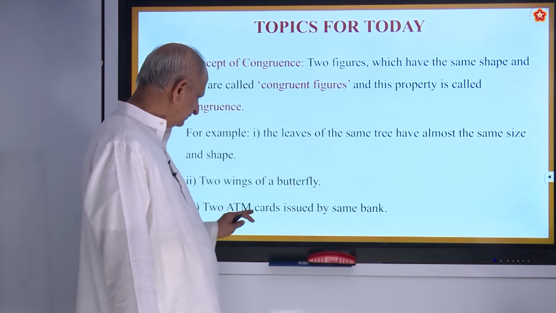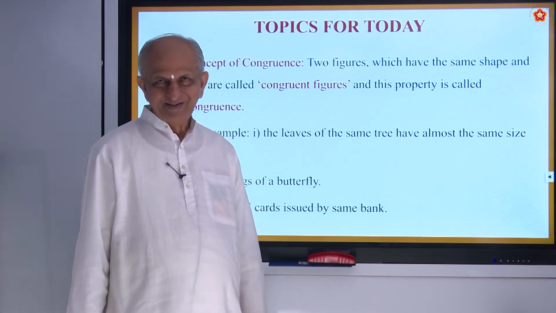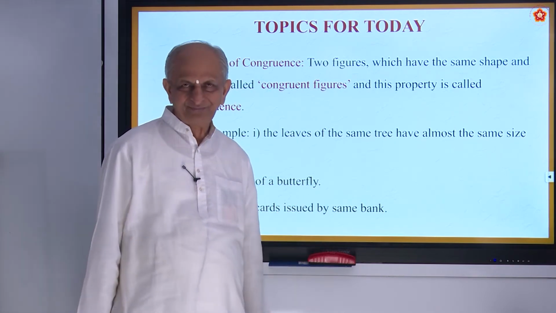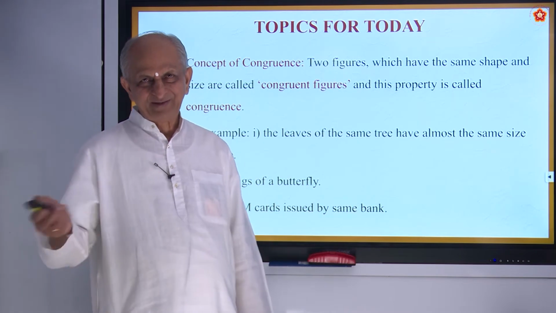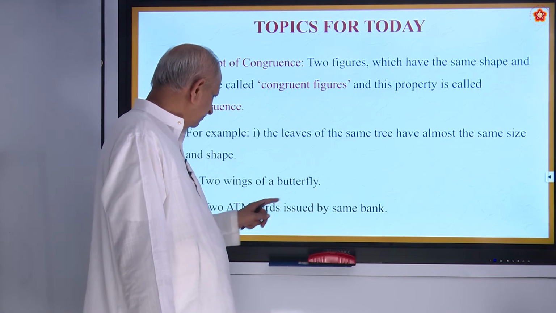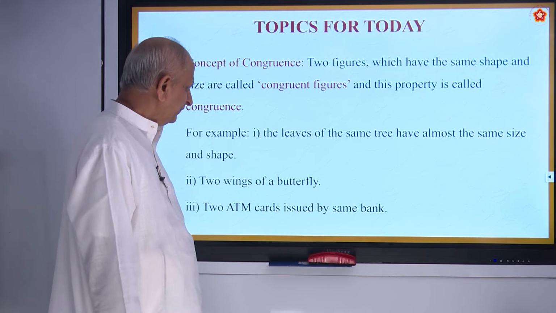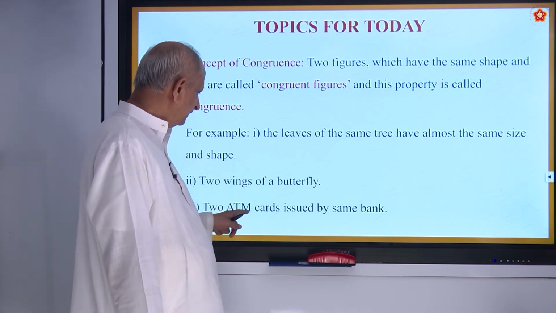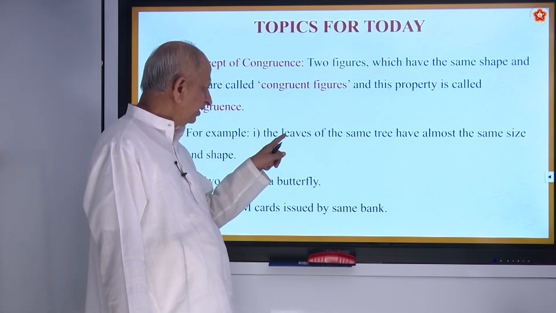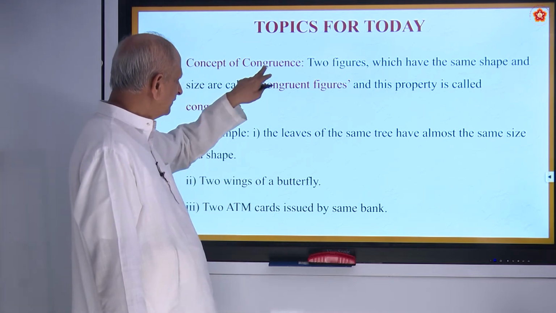And ATM cards. Nowadays ATM is inevitable. Everybody will have an ATM card. ATM cards of the same bank, not of different banks. Different banks have different colors and different sizes. But of the same bank, two ATM cards are identical. And we call them congruent cards. These are congruent wings. And these are congruent leaves. I think you understood the meaning of the word congruent.